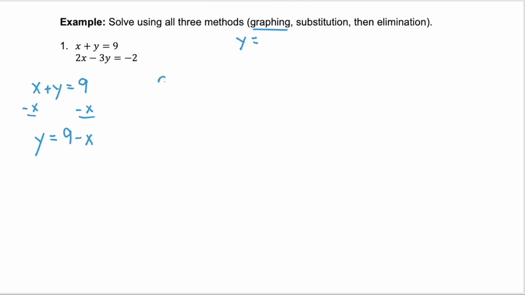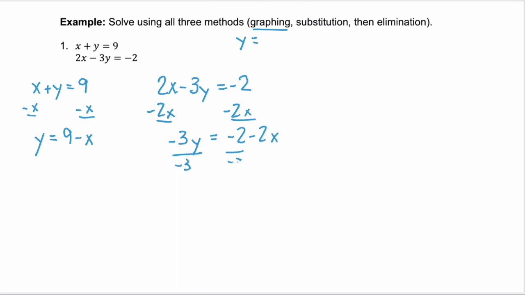Then our second equation, we have 2x minus 3y equals negative 2. We'll subtract 2x, and we have negative 3y equals negative 2 minus 2x. We need to divide by negative 3. And that gives us y equals 2/3 plus 2/3 x, because of the minus and the division by the negative. So y equals 2/3 plus 2/3 x.